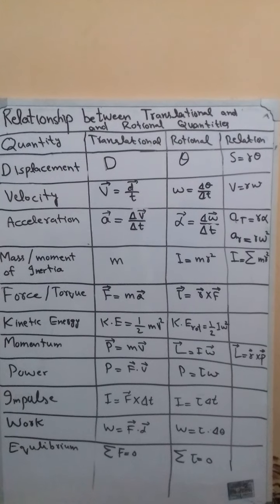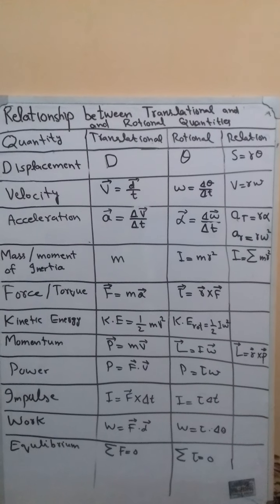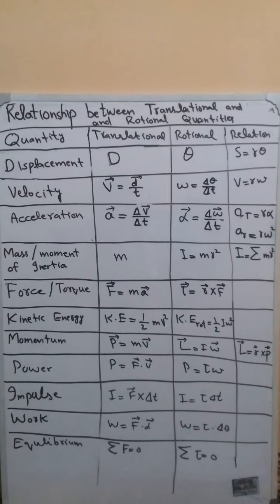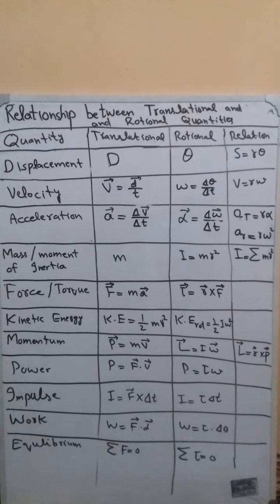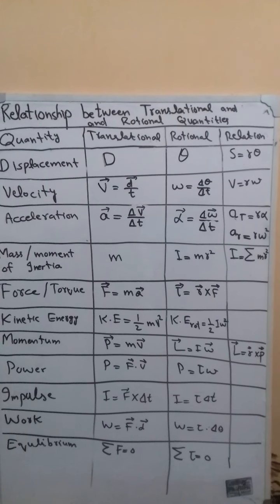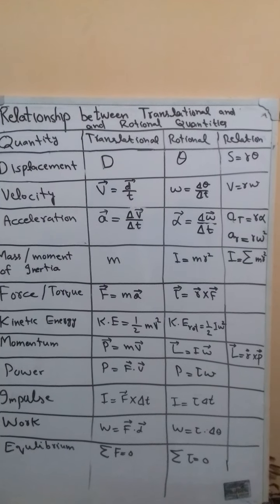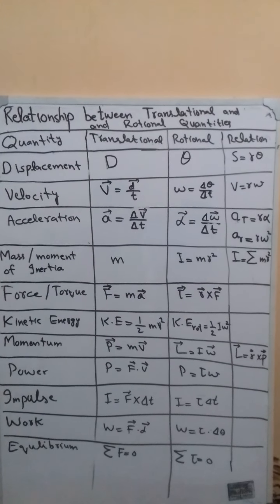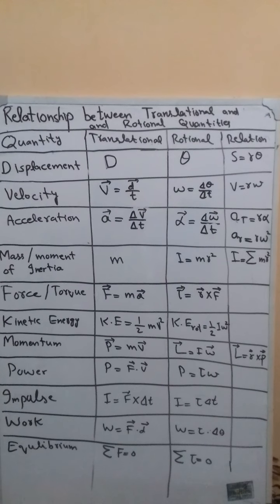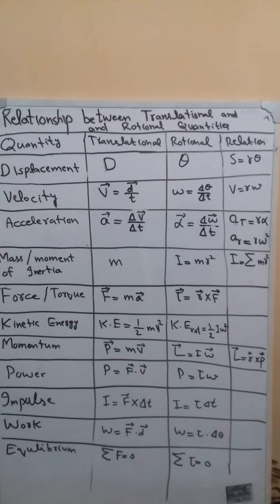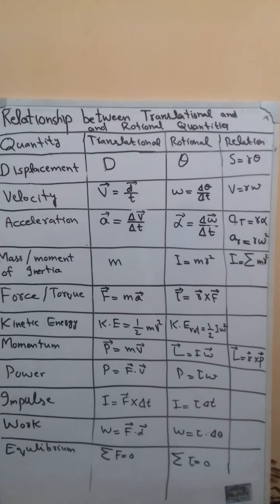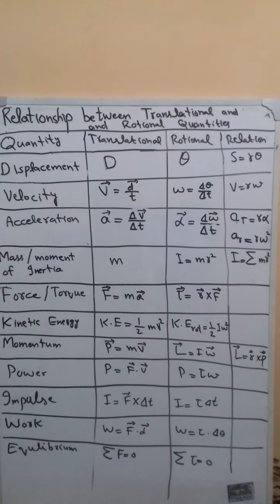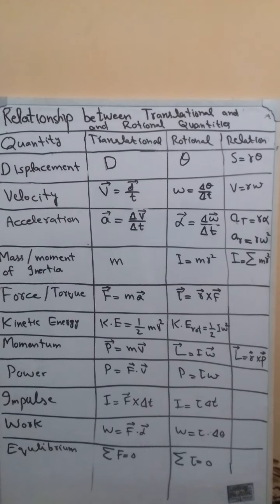Today's video is about the relationship between translational and rotational quantities. As we know, there are some quantities which play a very important role in physics, such as displacement, velocity, acceleration, mass, moment of inertia, force, torque, kinetic energy, momentum, impulse, work, and equilibrium. Now we will see the relationship between these quantities.